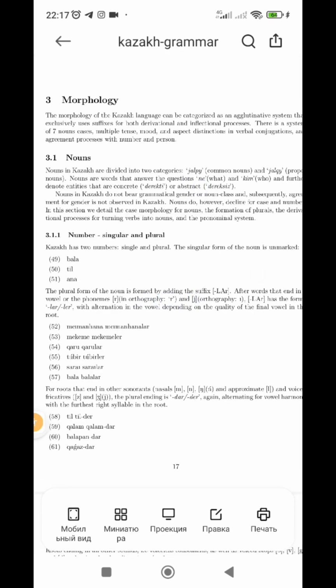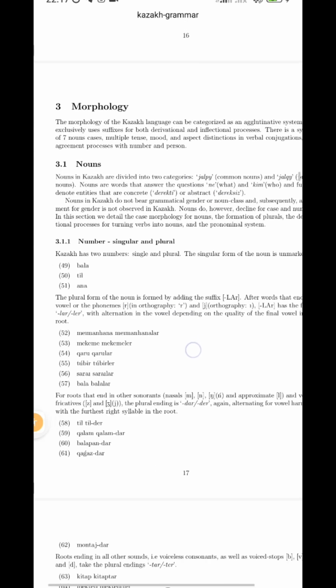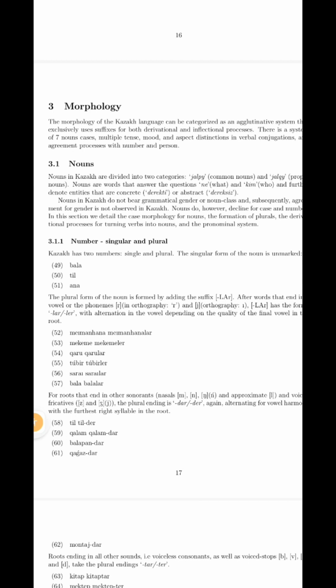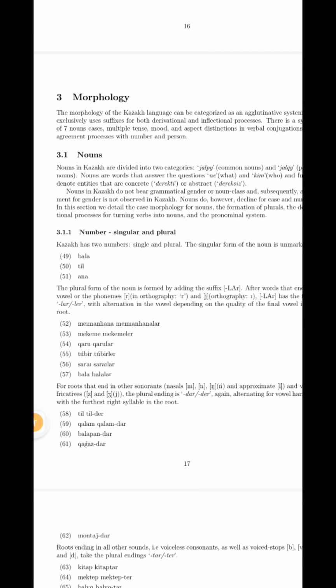Nouns do, however, decline for case and number. Today we will also talk about number: singular and plural. The Kazakh language has two numbers, singular and plural.